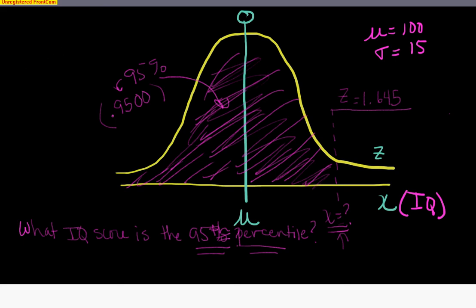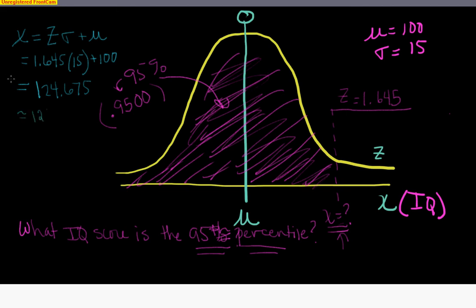I'm going to go back up here, use a different color. I'm going to go way up here and use the formula we have. When I know z but I have to find x, I'm going to use this formula: x equals z times the standard deviation plus the mean. So it equals 1.645 times a standard deviation of 15 plus a mean of 100. That is going to equal, and you can just go ahead and do that on your calculator, 124.675.